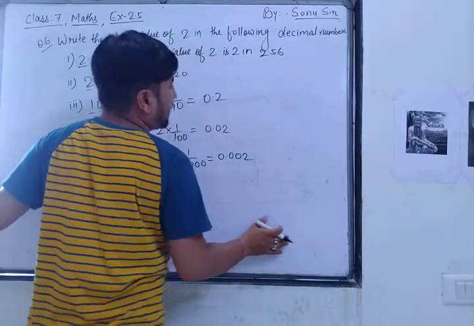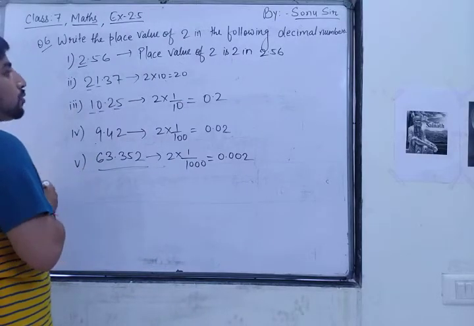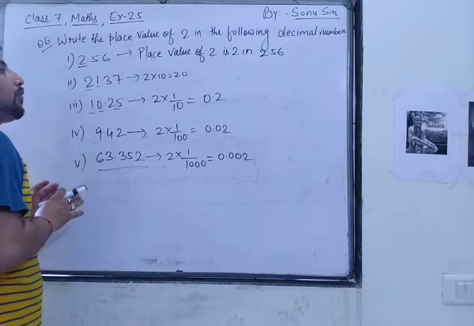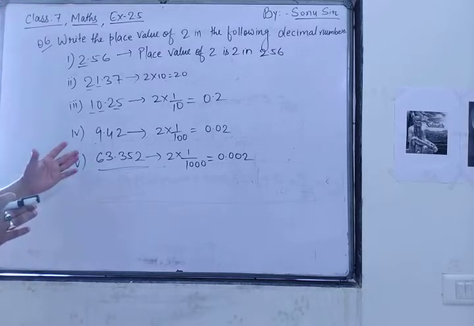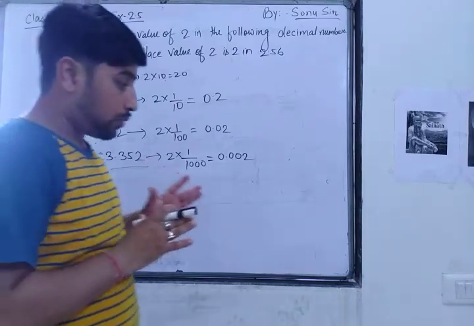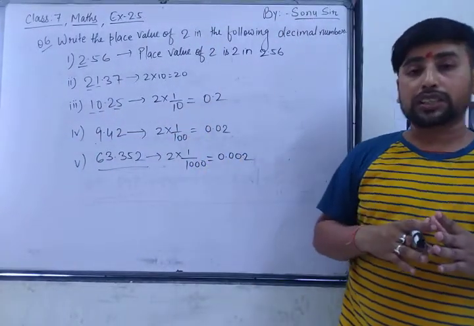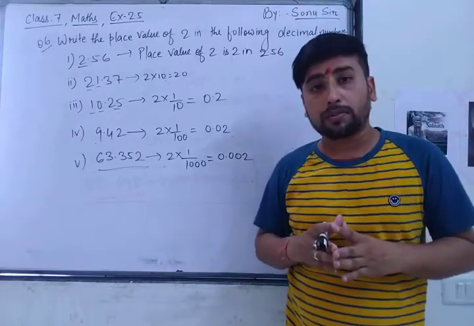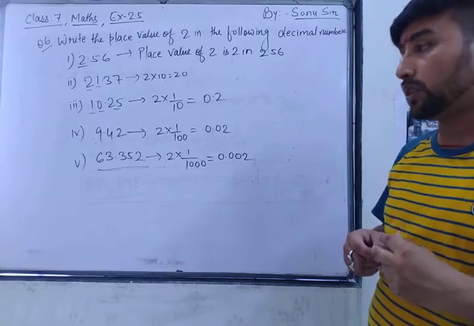If you still have any doubt during this question, then you can definitely tell me. Wherever the 2 is there, you have to just find the place value of 2 in these decimal numbers, as I have already found. If you are having doubt in question number 6, then please drop your doubt into the comment box section so I can understand whether you are having a doubt in question number 5 or in question number 6. Now I will move towards question number 7.